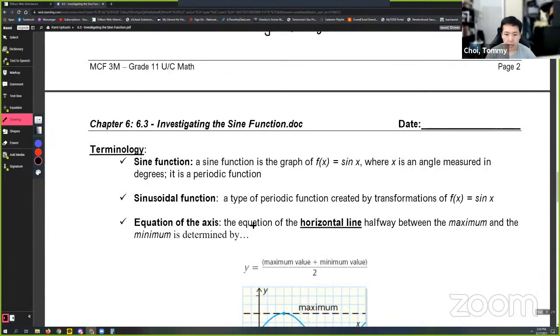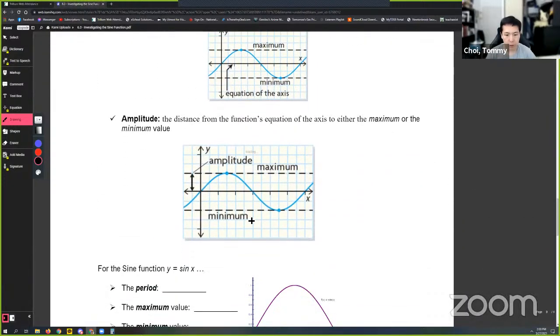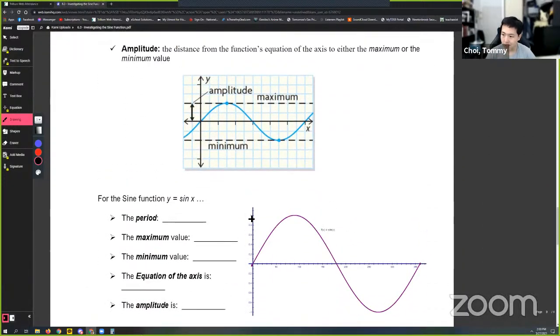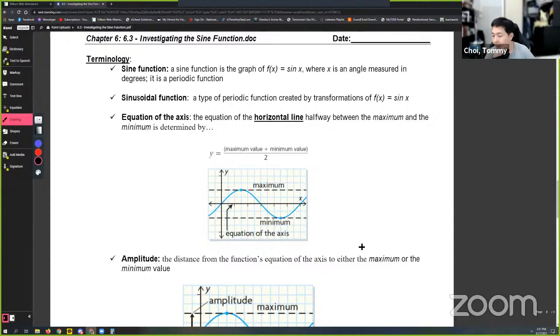Okay. Then let's continue onwards here. These are some important terminologies. You probably want to make sure you understand this for the quiz. Make sure you have this ready for your quiz, right? Because these are some important terms to identify key pieces of information about your sine function, about a periodic function.